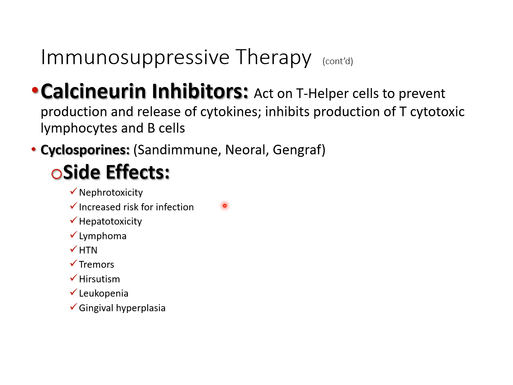Okay, and then they have other groups here: calcineurin inhibitors. They act on T helper cells to prevent production and release of cytokines, and inhibit production of T cytotoxic lymphocytes and B cells. Other meds here are cyclosporine, Sandimmune, Neoral, Gengraf. These are just examples once again, and look at the side effects. Big medications, right? Nephrotoxicity, that's not a little thing. Hepatotoxicity, lymphoma, that's cancer. These are big side effects that can happen.